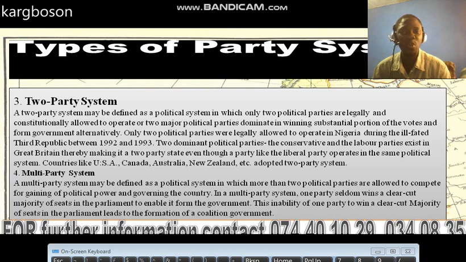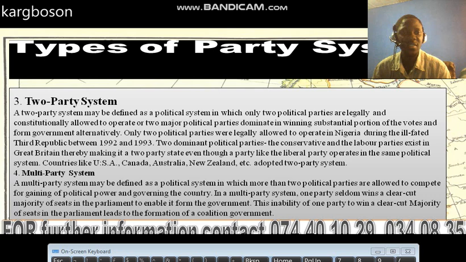Then we also have the multi-party system. The multi-party system is defined as a political system in which more than two political parties are allowed to compete in order to gain political power. As we said, in Sierra Leone in 2018, we had about 16 political parties. That is a multi-party system.